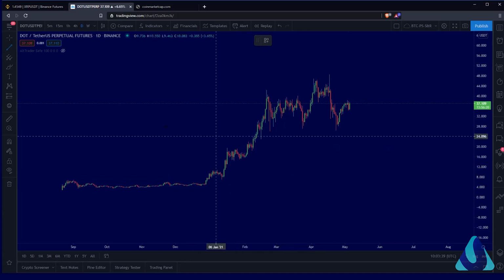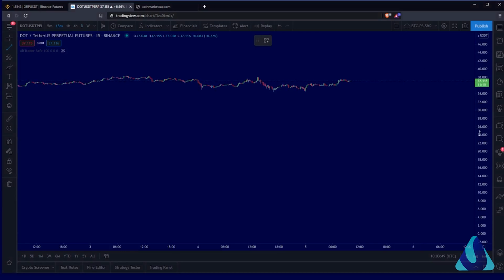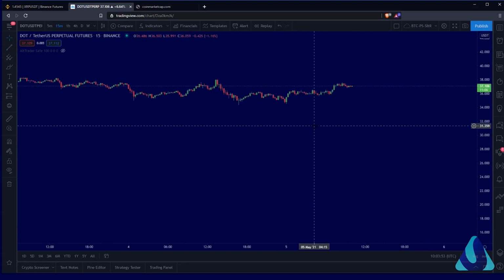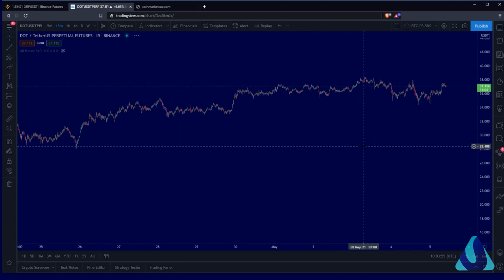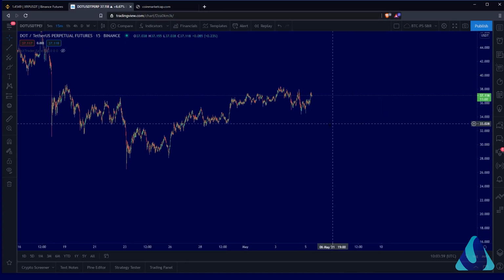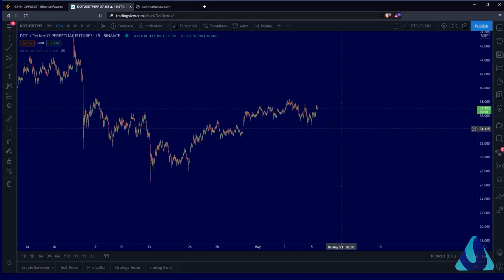So if we look at the DOT chart at the moment, we're on the day. This will also be something that you'd need to take into account. So if you're trading on the 15-minute chart, then look at the chart over 15 minutes. You want to be looking for those kind of trends. So we're on the 15-minute chart, so we'll just start here for the sake of it.